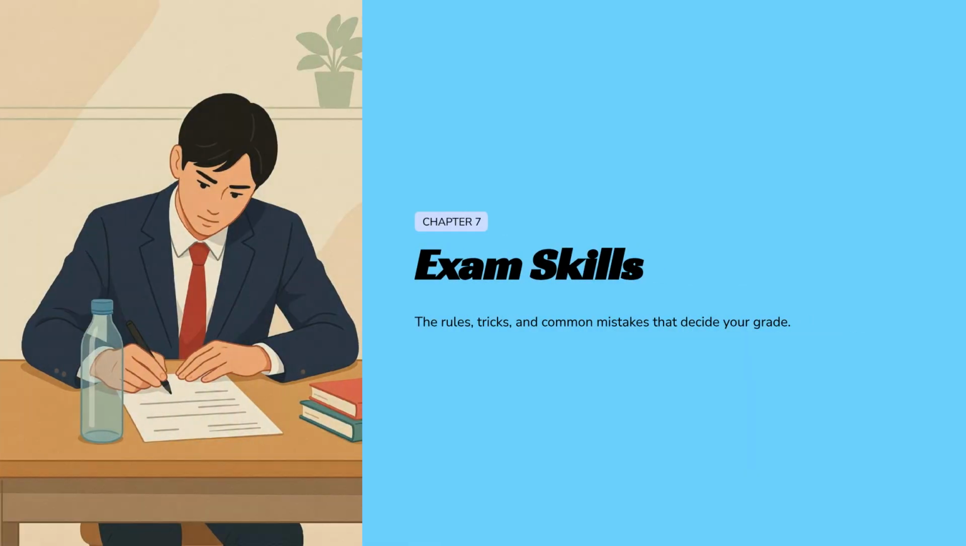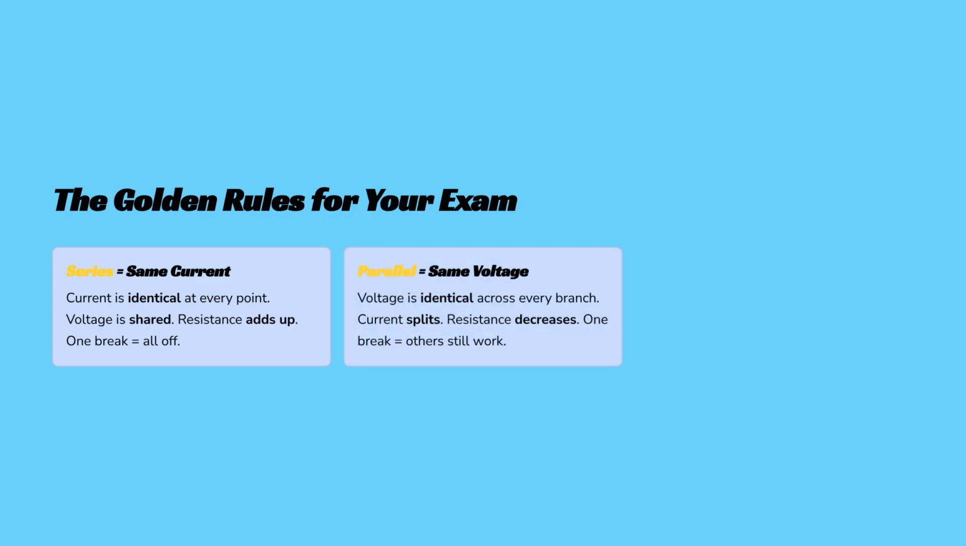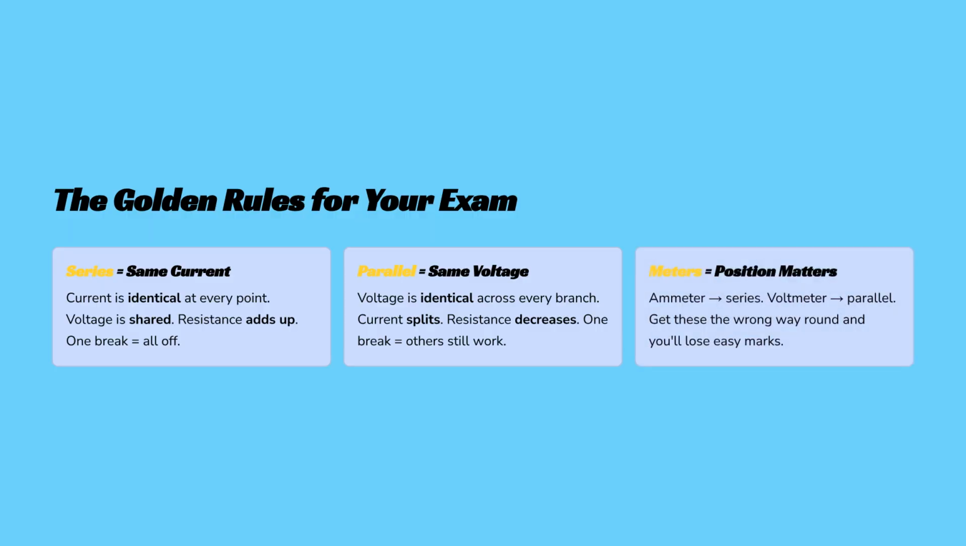Finally, Chapter 7 focuses on exam skills. Mastering these rules and avoiding common pitfalls will help you perform your best in your physics examinations. Let's review the golden rules for your exam. Remember that for series circuits, current is constant, and voltage is shared. In parallel circuits, voltage is identical and current splits. Always place your meters correctly.